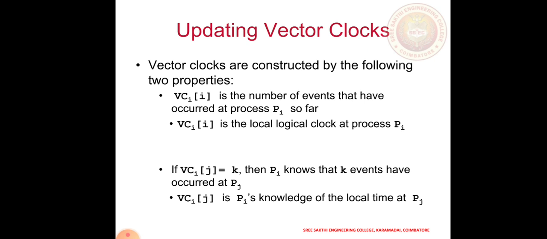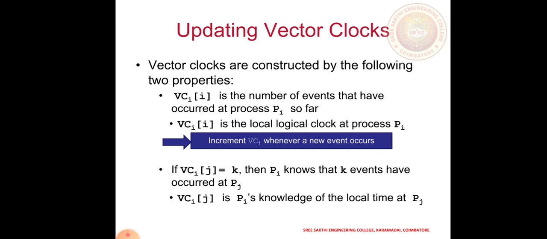How is the vector clock constructed? By the following two properties. VCi of i is the number of events that have occurred at process Pi so far. Then VCi of i is the logical clock of process Pi. If VCi of j is equal to k, then Pi knows that k events have occurred at Pj. Then VCi of j is Pi's knowledge of the logical clock at Pj.